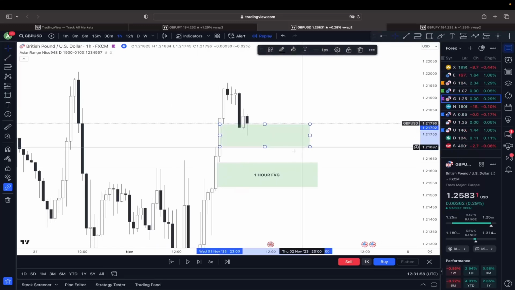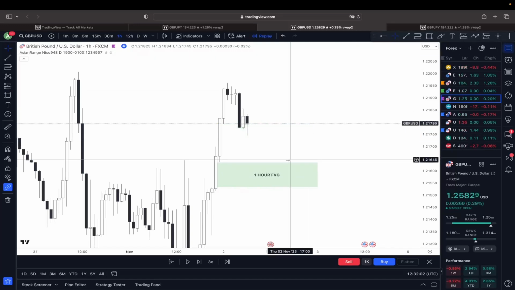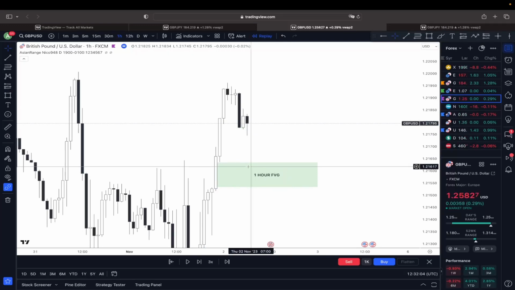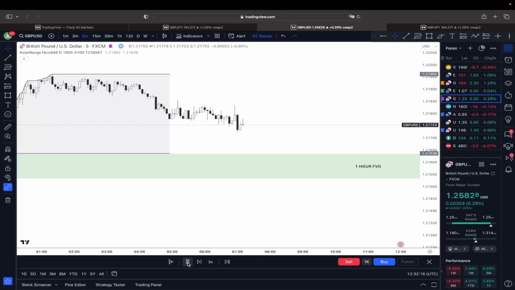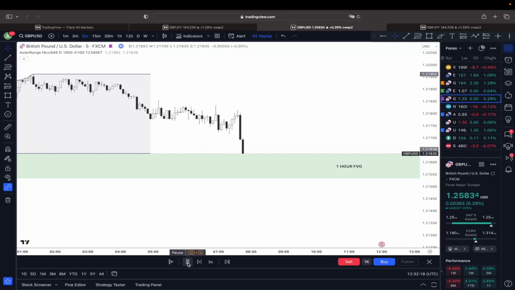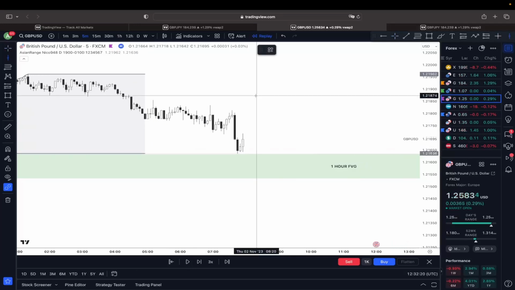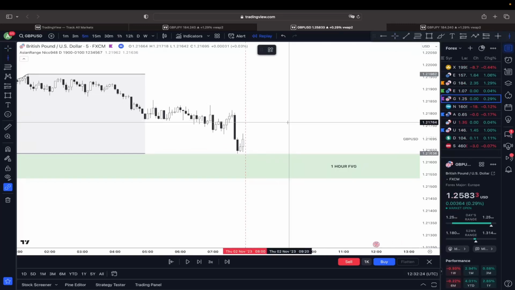However, that was hit way before that silver bullet hour. So I'm now looking at this 1 hour fair value gap to get hit before I look for the rest of my criteria. Moving down to the 5-minute time frame now, after identifying that 1 hour fair value gap, I'm waiting for the 8 o'clock time to hit. So 8 o'clock's there, that's the start of our silver bullet hour, and 9 o'clock is here.